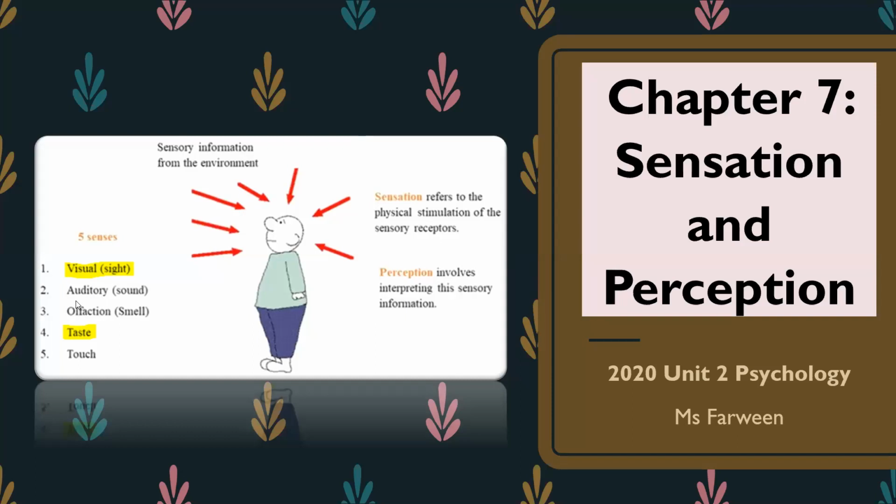Okay, so obviously perception is something that comes after sensation. So if sensation is the actual receiving of the sensory information from your environment, perception is how we make sense of it. And obviously different people will make different senses or different judgments of every sensory stimuli that they have.